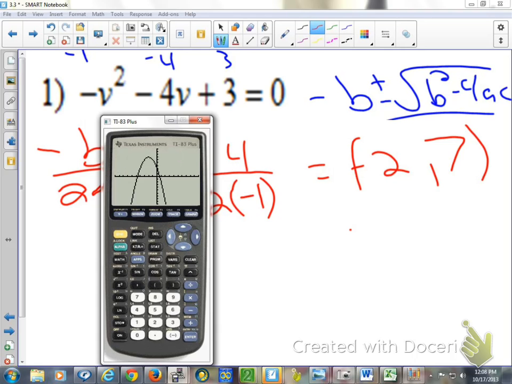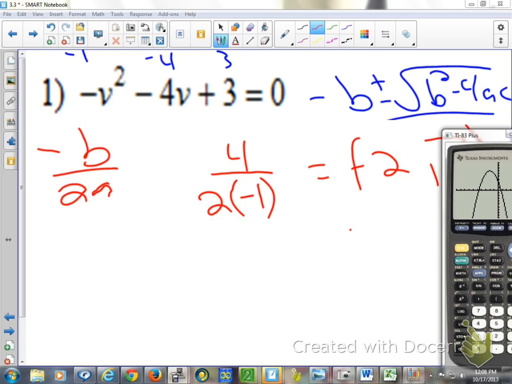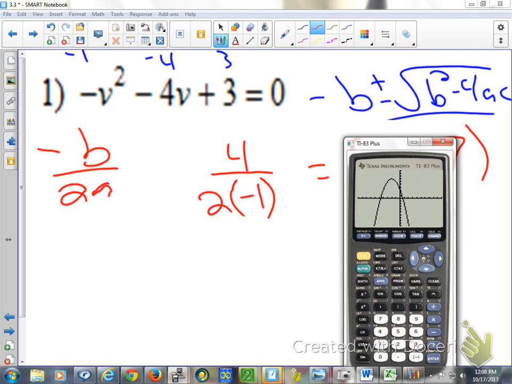Where'd you get negative 2 in the denominator? Oh, you mean this? That's the formula, right? Negative b over 2 times a. 4 divided by negative 2 is negative 2. What'd you click on first? Y equals, plug in your function, and then you can trace any point that you want.